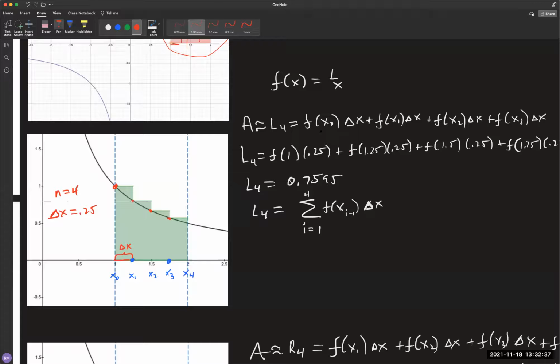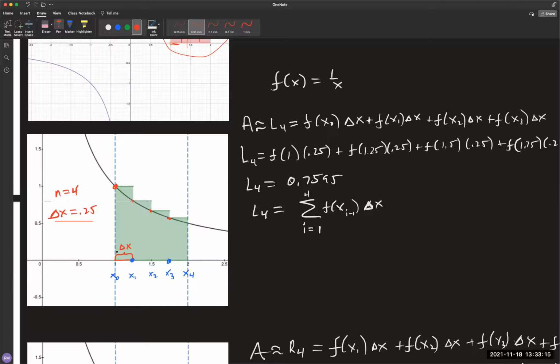Now, to calculate the area, it's just the value of the function times the width. The width is constant, 0.25, because 2 divided by 4 rectangles. You end up with quarters when you divide that. So as we see, the distance from here to here is 1.25, and then to 1.5, 1.75. So you have quarters there, and so your delta x is 0.25.